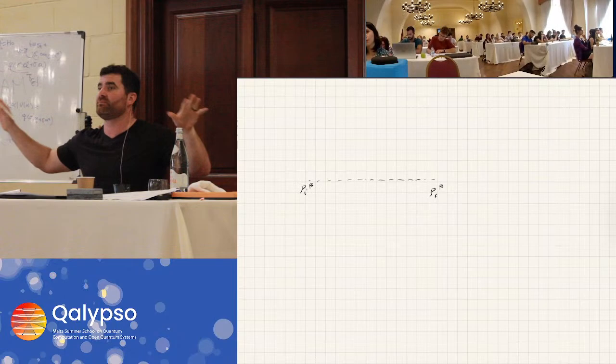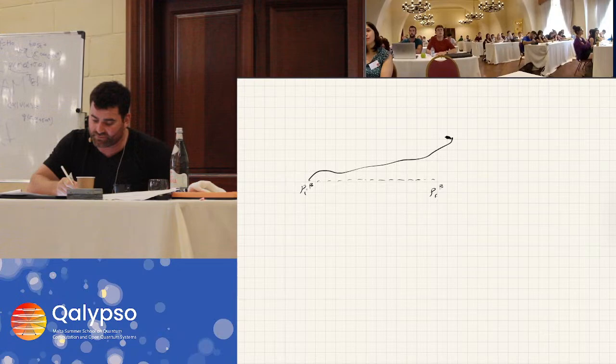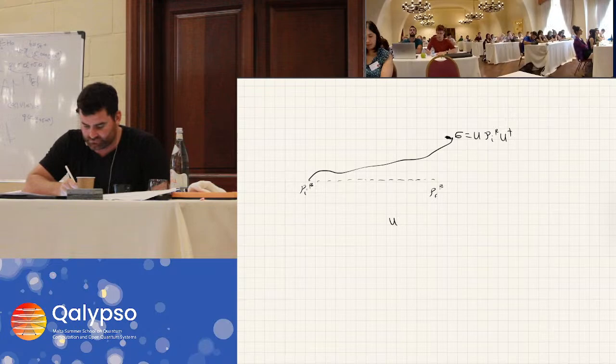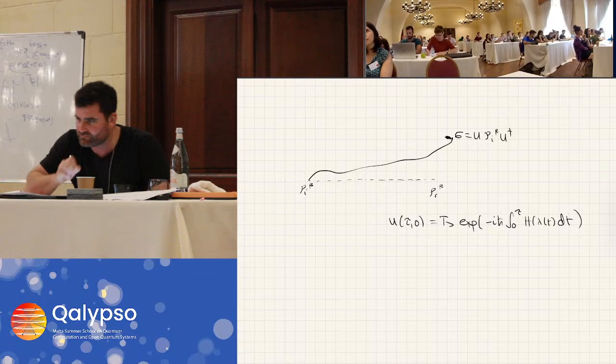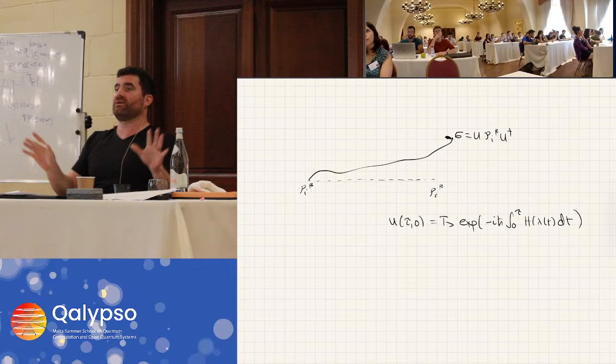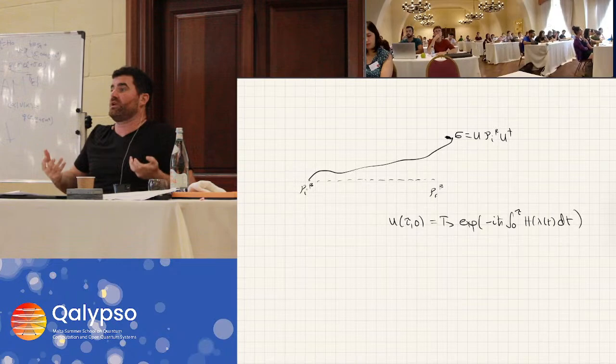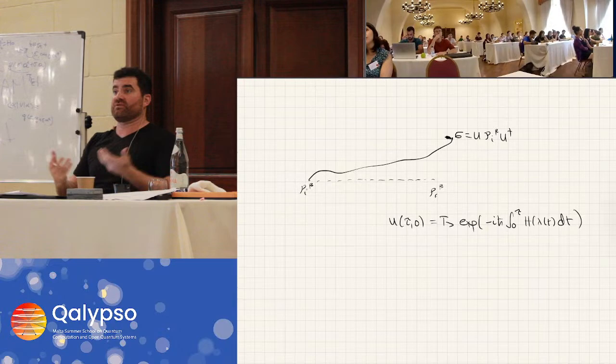And I get a state up here, which is going to be given by σ = U ρ_I^β U†, where U, generically speaking, is going to be exponential minus i over ħ integral from 0 to τ of H(λ(t)) dt. You agree? That would be the generic case. So in general, I'm pumping energy into the system. Depending on the type of protocol I choose, I generate a different unitary. So I get a family of unitaries, and a family of different σ, depending on how I choose to change λ.